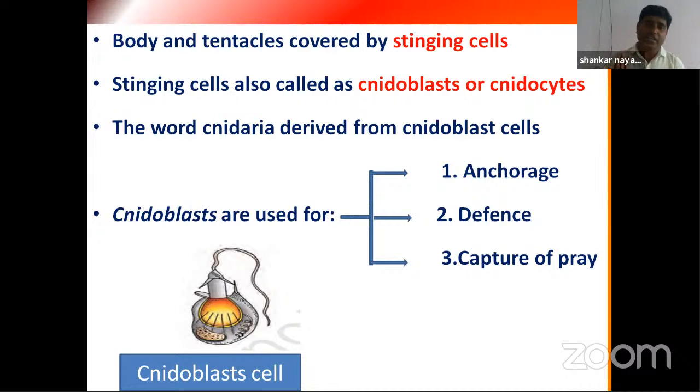When its enemy attacks, it can use cnidoblast cells to escape. So these cnidoblast cells are used in defense also, and for capture of prey or food. Okay, so in this diagram you can see cnidoblast cells. These cnidoblast cells perform the following functions.